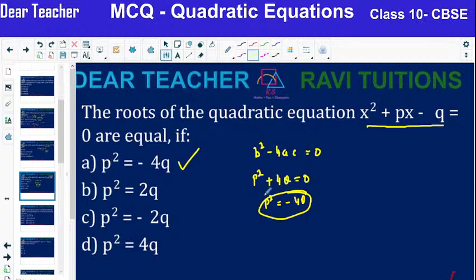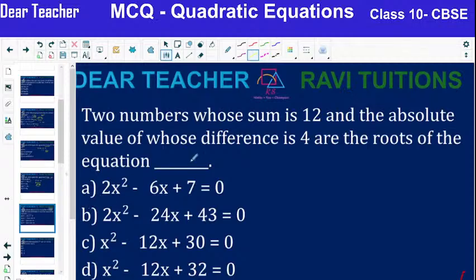Okay, you have to be very careful. I have written directly, but be careful. So p square is equal to 4q. If plus 4q goes that side, it will become minus 4q. Let us go to the next question.